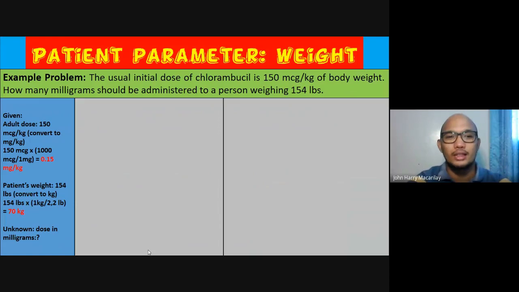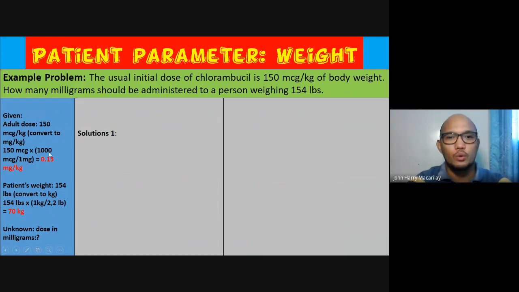Next, for the patient's weight. Since the patient's weight is in pounds, we have to convert pounds to kilograms. How many pounds in 1 kilogram? There are actually 2.2 pounds per kilogram. So 154 pounds times a ratio of 1 kilogram divided by 2.2 pounds. The answer is 70 kilograms. And then the unknown is the dose of the patient in milligrams.